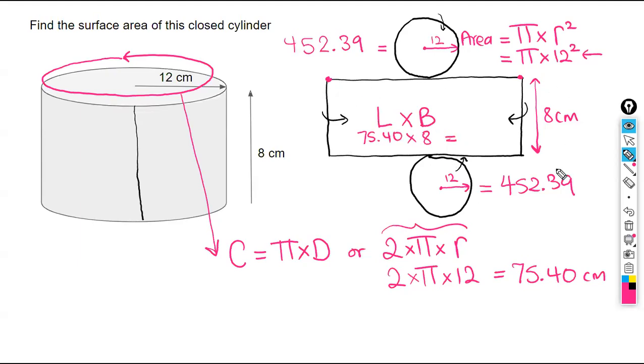Length by breadth. 75.40 multiplied by 8, and I'm getting 603.2. Find the total surface area now. You just add in all three answers. 1, 2, 3. Add up all three areas, and that gives you the full surface area.